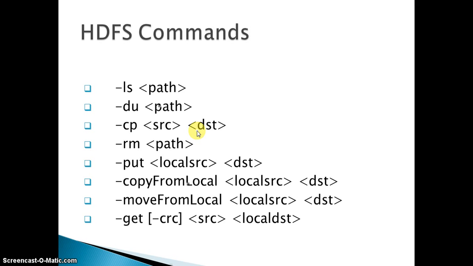We have the put command to put a file from your local file system to HDFS. We have copy from local, which again copies a file from the local file system to HDFS. Move from local, which, rather than copying, moves the file from a local directory to HDFS. We have get, which gets a file from HDFS to the local file system.